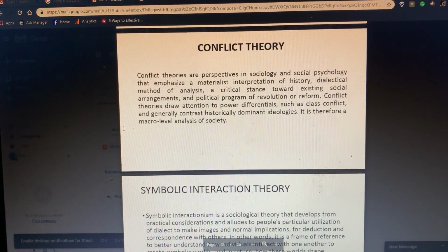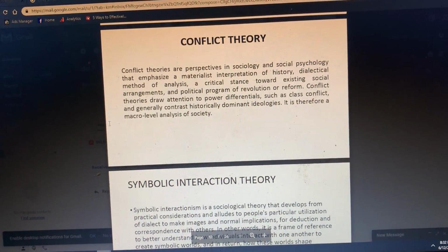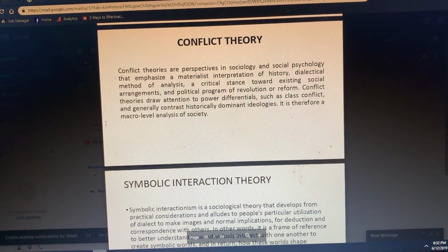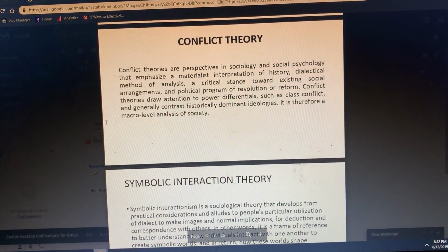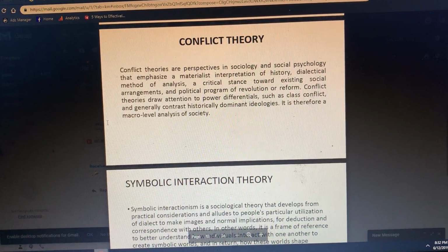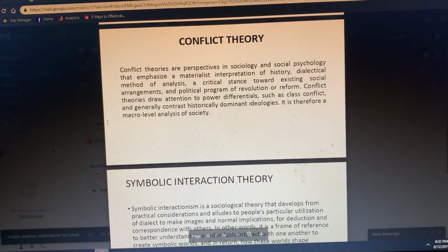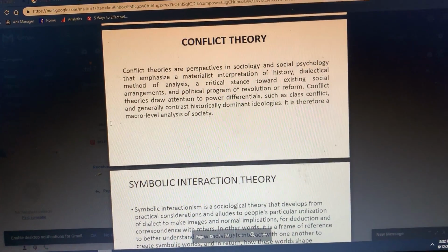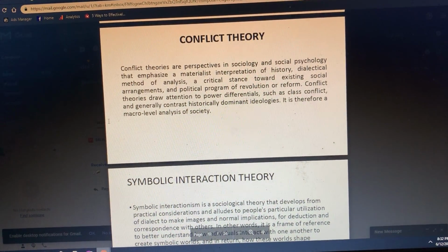Conflict theory. Conflict theory is a perspective in sociology and social psychology that emphasizes a materialist interpretation of history, a dialectical method of analysis, a critical stance towards existing social arrangements, and a political program of revolution or reform.